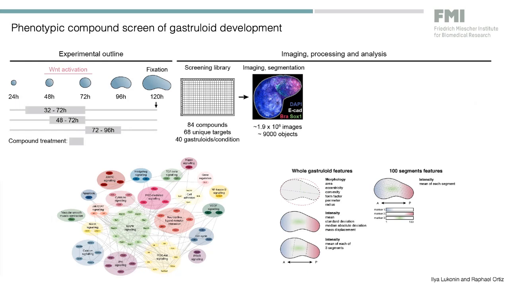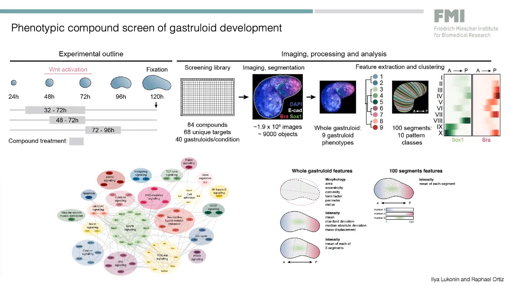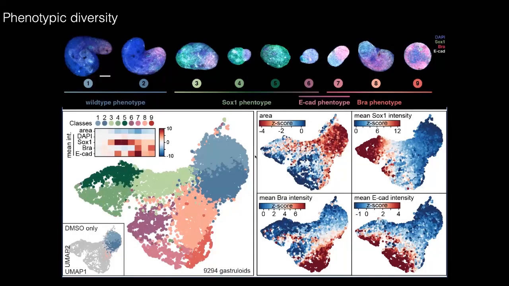Then we segment both the full gastruloid, and we also create, as you see here, 100 segments to have really an anterior-posterior type of analysis. Then we take these gastruloid features and we cluster them to find what we call a phenotypic space and a phenotypic landscape of gastruloid development. That looks like this. Here you see there are 9 main phenotypes that cover the different space. And in this UMAP, every dot is not an individual cell, but an individual gastruloid that includes all the features. Here you see the control and color-coded all the different features.